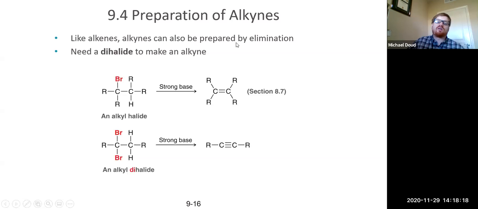So, preparation of alkynes. You know that you can prepare alkenes from elimination of an alkyl halide. You take your alkyl halide, undergo an elimination reaction, and get your alkene. Well, you can do the same thing to make an alkyne, you just need to do it twice. So rather than an alkyl halide, take an alkyl dihalide. You do an elimination reaction once, that gives you the alkene. Do it again, that gives you the alkyne.